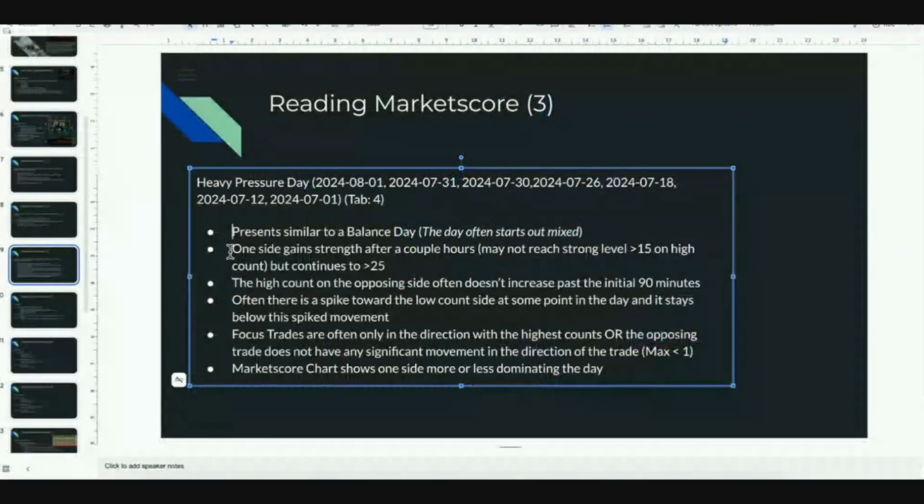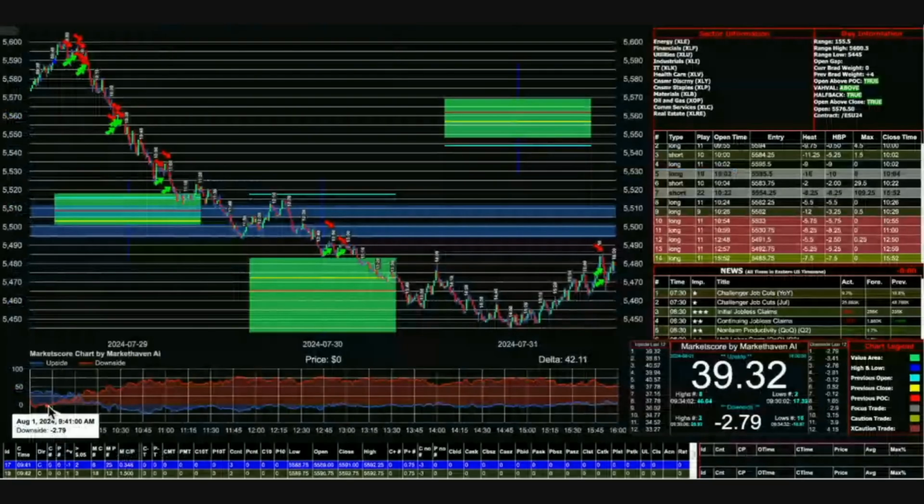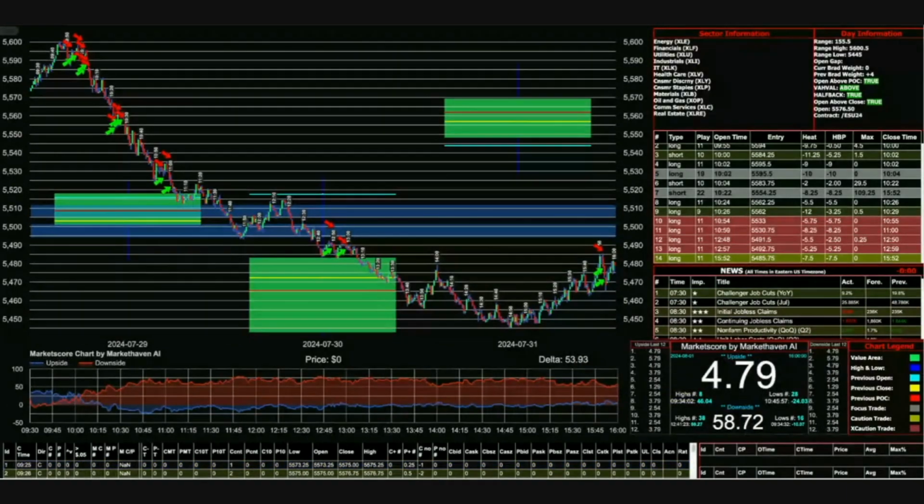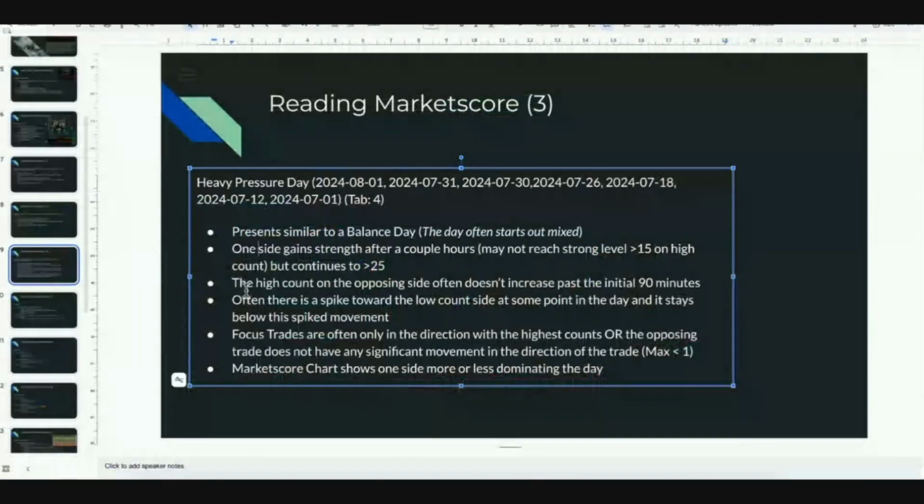But one side gains strength over a couple of hours that may not reach a strong level on high count, but it continues to 25. So it may not reach that in the first couple of hours, but it will continue to get above 25. The high count on the opposite side often does not increase past the initial 90 minutes. And we're just going to start with this one. So you can see the opposing side. We have 8 new highs for the upside at this point in the day, and for the rest of the day, it never gets another new high. So it's not increasing on the opposing side.